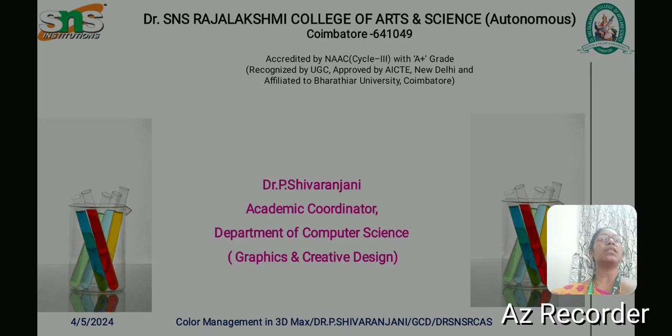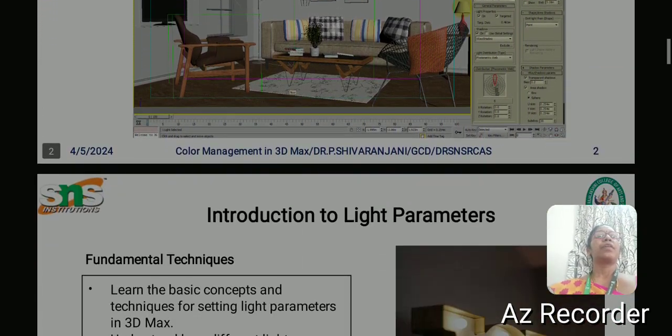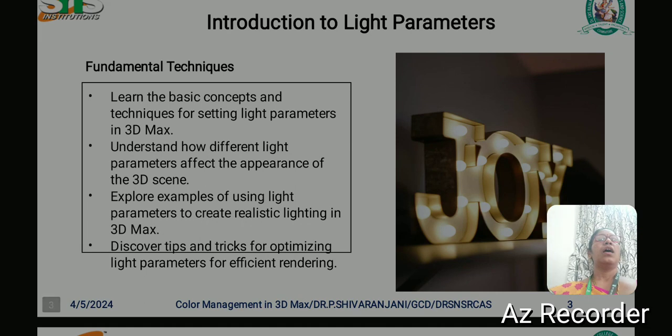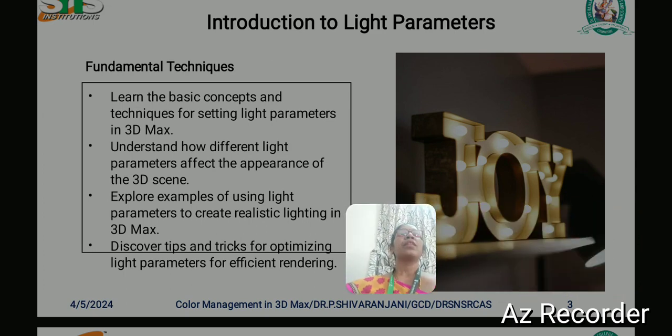In the next video, we are going to discuss simulation of light parameters in 3D Max Studio. Introduction to light parameters, the fundamental techniques: learn the basic concepts and the techniques for setting the light parameters in 3D Max Studio. It is a very essential one. Understand how different light parameters affect the appearance of 3D scenes. Explore examples of using lighting parameters for realistic lighting in 3D Max. Discover tips and tricks for optimizing the light parameters for efficient rendering.